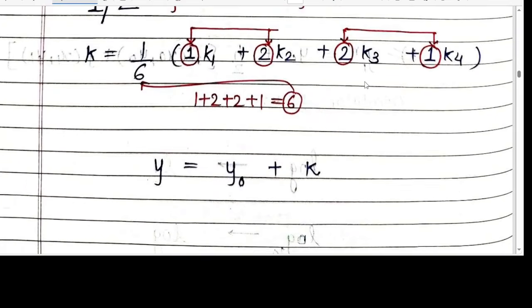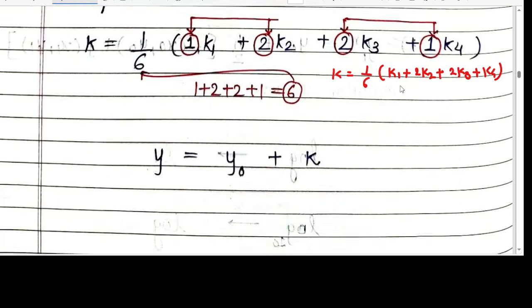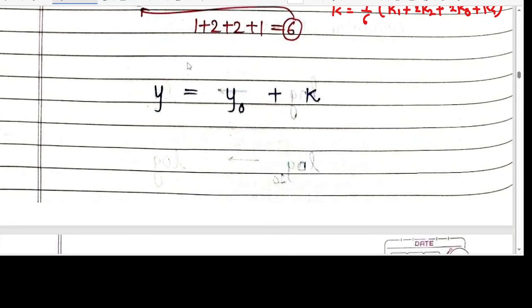K is 1 by 6 times, right, k1 plus twice k2 plus twice k3 plus k4. In this way we will get the value of k, and finally y equal to y0 plus k. In this way we can find the value of y at the next value x1, which is equal to y1.